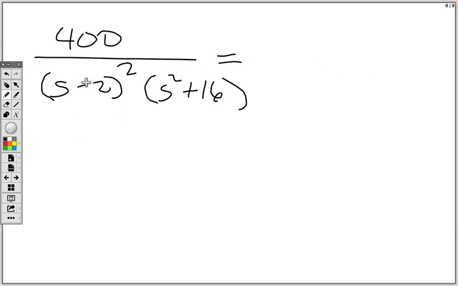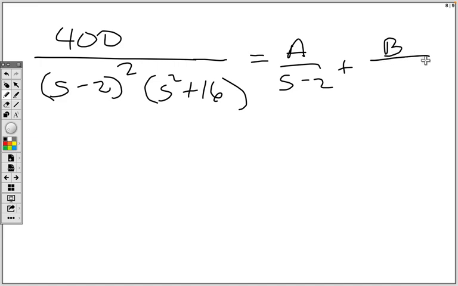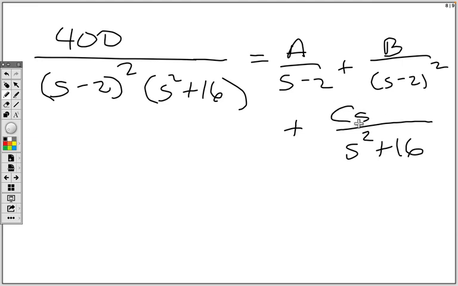So we start off with the form of the partial fraction decomposition, which would be what here? Yep. So you'd have an A over s minus 2 plus B over s minus 2 squared, because that's a repeated linear factor. And then this is an irreducible quadratic. S squared plus 16 has non-real roots. So that would be your Cs plus your D.